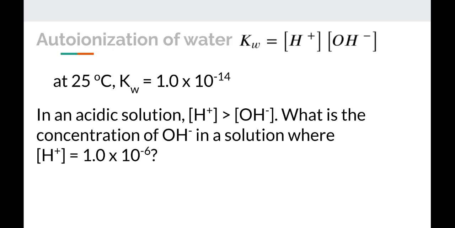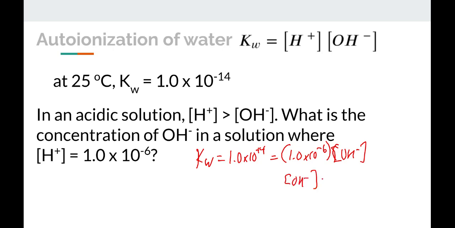What's the concentration of OH minus in a solution where the concentration of H plus is 1 times 10 to the minus 6th? Well, we know that Kw is 1.0 times 10 to the negative 14th, and that is going to be equal to the H plus concentration, which is 1 times 10 to the negative 6th, times the concentration of OH minus. So if we solve this equation for the concentration of OH minus, we find out that it is 1 times 10 to the negative 8th.